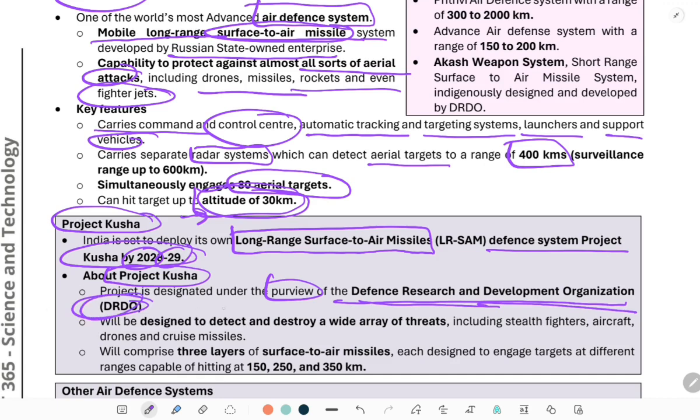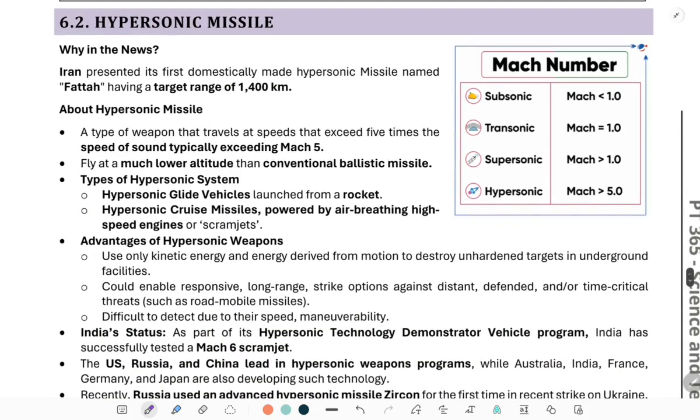It will be designed to detect and destroy a wide array of threats, including stealth fighters, aircraft, drones, and cruise missiles. It comprises three layers of surface-to-air missiles, each designed to engage targets at different ranges, capable of hitting 150, 250, and 350 km. Okay.